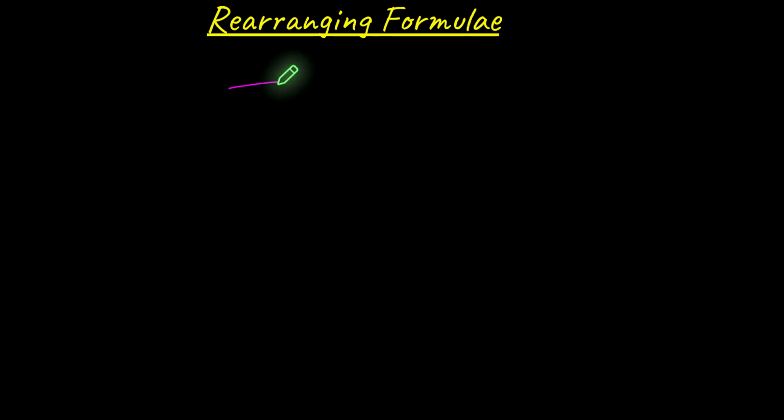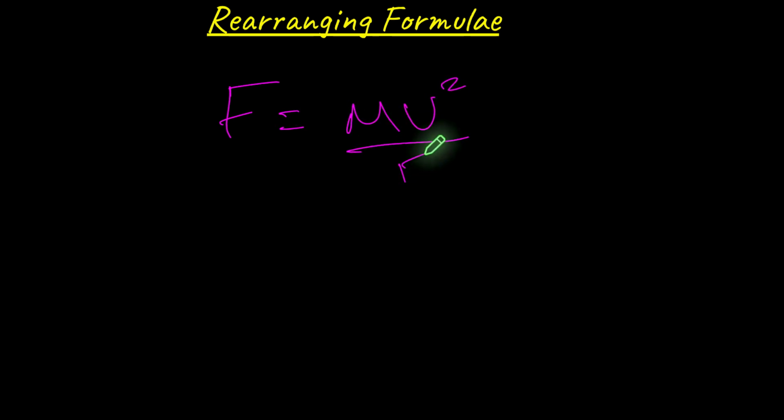So let's use this centripetal force formula. F is equal to mv squared over r. Now, once again, depending on what we want to make the subject of the formula, this can look quite busy or it can look fairly straightforward. So if we were to make, let's say, either m or r the subject, then it could be fairly straightforward with just one step or two steps at best.